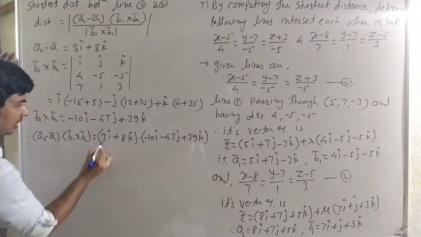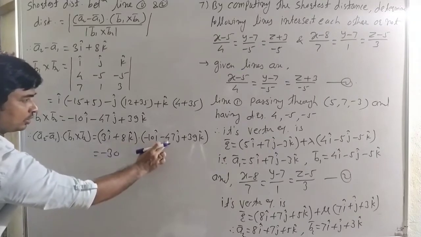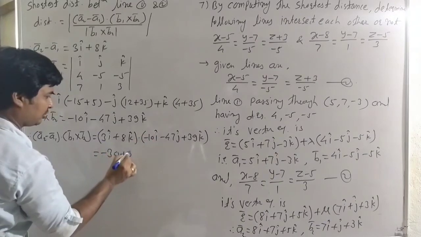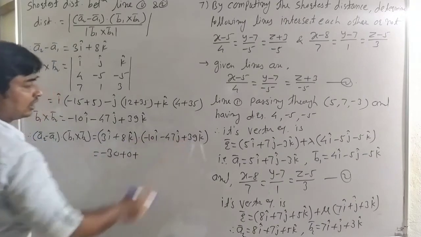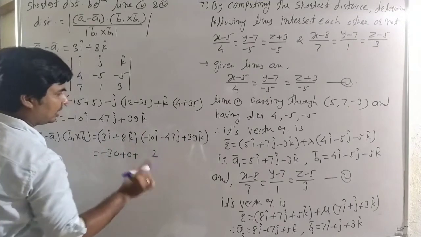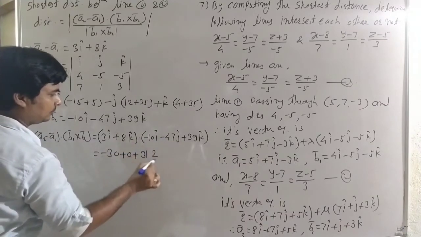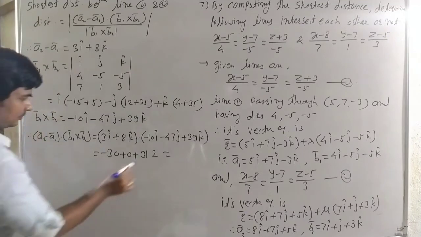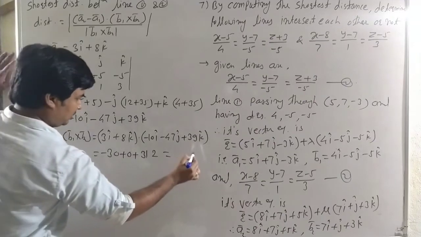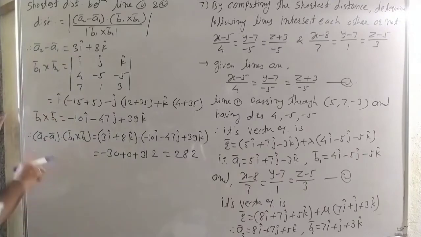Now we take a dot product. It is 3 into minus 10, minus 30. Here j is absent, therefore minus 47 into 0, 0. Plus 8 into 39. Here 8 nines are 72, carry 7. 8 threes are 24, 24 plus 7, it is 31. Okay, and then calculate the subtraction. 312 minus 30, it is 282. Okay, here it is a dot product.